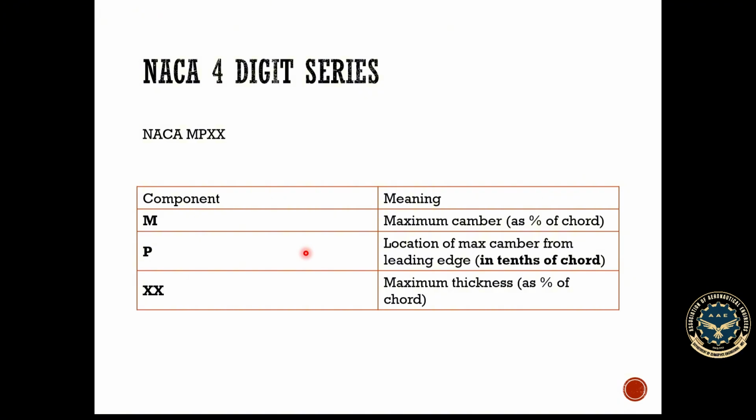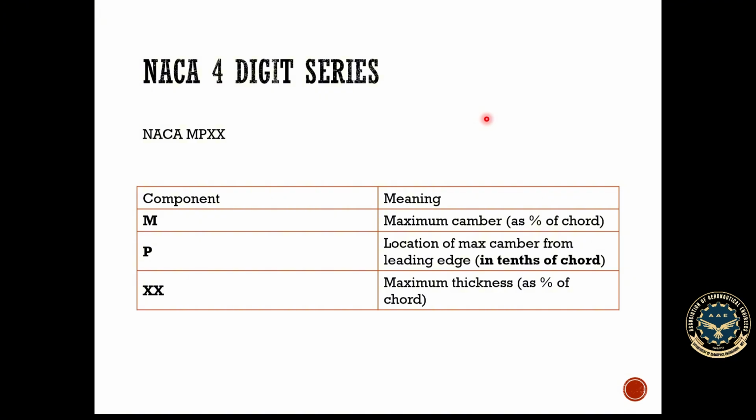So basically, chord is the reference. Thickness is 20% of chord, camber is 2% of chord. Everything is specified in terms of chord. So they set chord as the basic reference or standard.